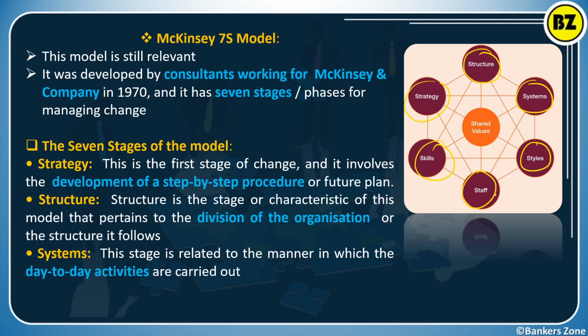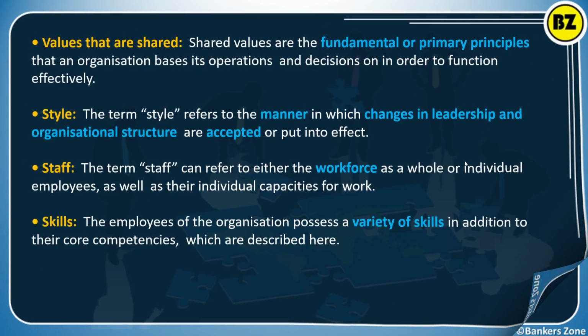Okay, so these are very much related, right? What is the skills? Obviously it will relate only to the staff, so staff and skill you can combine, right? Then the style and the system you can combine, structure and strategy you can combine, and remaining only the shared value, right? So in this way you have to remember this 7S.